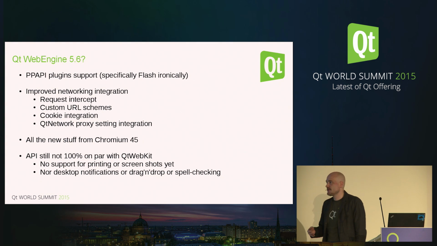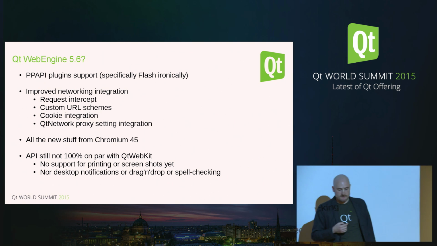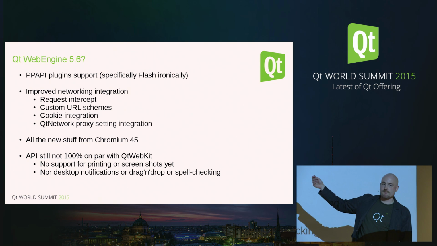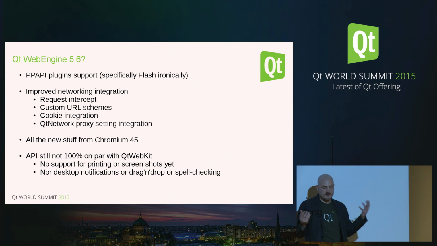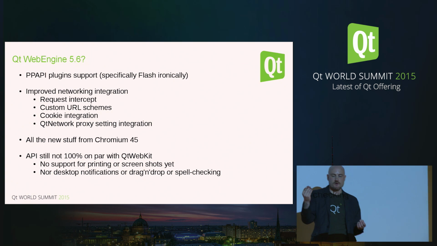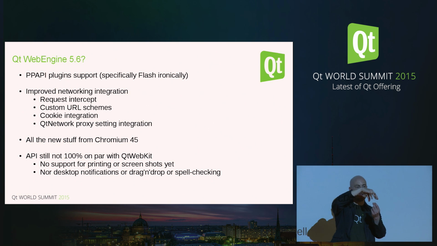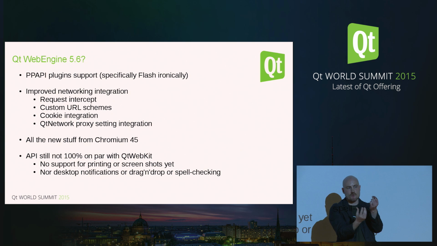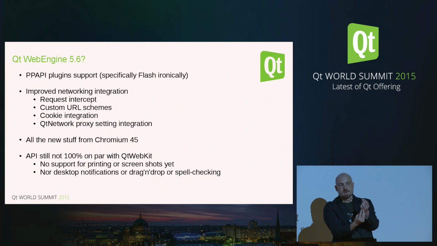5.6, a lot of new features. Again, Kai will go into more details tomorrow. But one of the things that are new in 5.6 is network integration. One of the things that really differentiates QWebKit and QWebEngine is that in QWebKit, we not only provided an API for WebKit, we also provided a backend. So we also had the Qt network stack and the Qt graphics stack. In Chromium, we use the Chromium network stack. So it's not using the Qt network stack.